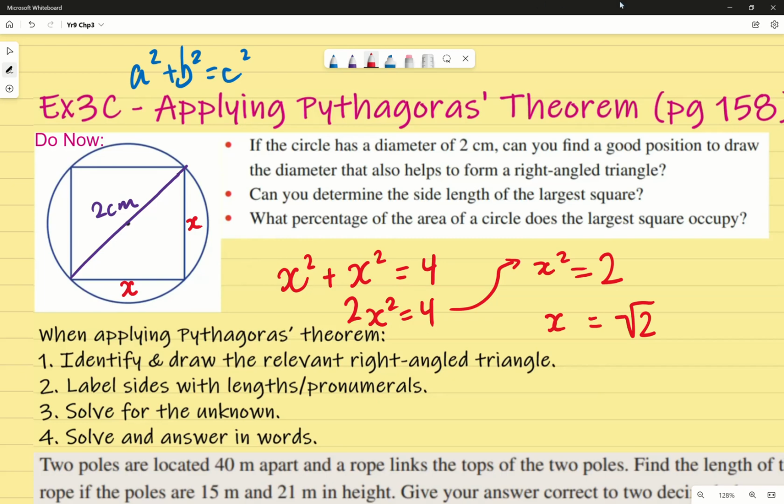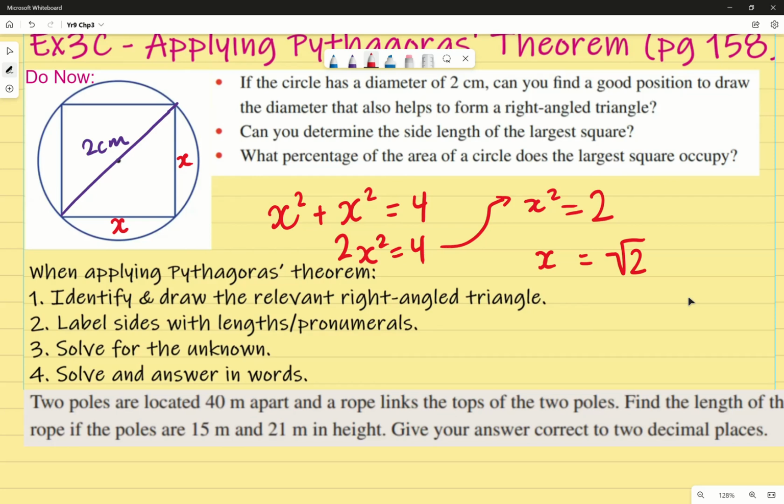Now, you've already written the next 4 steps, but I'm going to read them out to you anyway. The 4 steps say, when applying Pythagoras theorem, the first thing you should do is identify and draw the relevant right angle triangle. It makes sense. If you're doing Pythagoras theorem, you look for a triangle. It has to be right angled though. You label the sides with the lengths or the pronumerals. What is pronumerals again? What does that mean in everyday language? It's not the numbers, it's the letters. Yeah, it's just fancy math notation for letters. 3, you solve for the unknown, and 4, you solve it, and then you answer in words, okay?